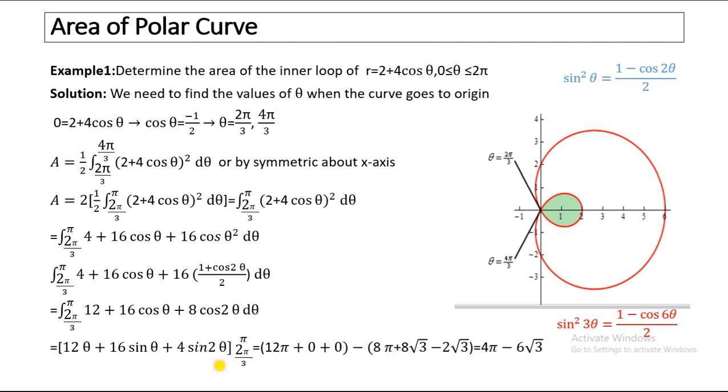square root of 3. sin 2 theta, 2 multiplied by 2 pi over 3, I will have minus square root of 3 over 2 multiplied by 4, I will have minus 2 square root of 3. 12 pi minus 8 pi I will have 4 pi, and 8 square root of 3 minus 2 square root of 3 I will have minus 6 square root of 3. This is the area of this loop.